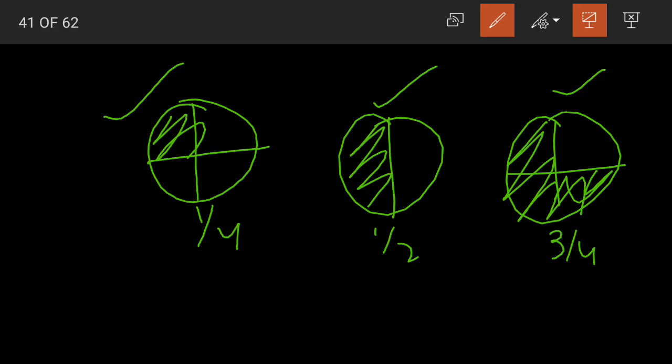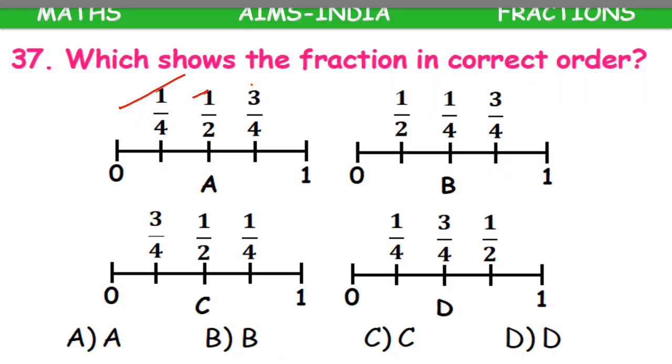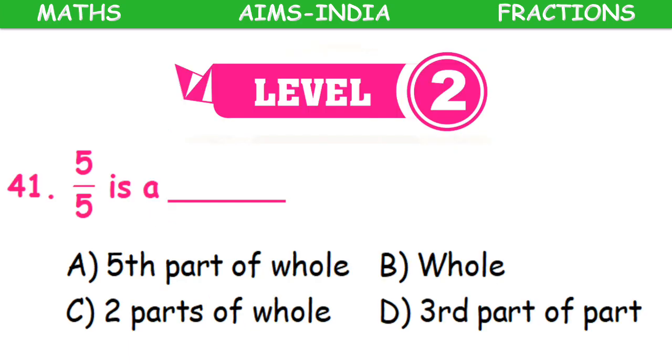Whenever such a question is given, it's better if you draw the fractions or represent the fractions in a diagram. Represent the fractions pictorially and then select which is the smaller one and which is the larger one. So 1 by 4, 1 by 2 and 3 by 4 is the correct order, children. Now coming to our first question for today.